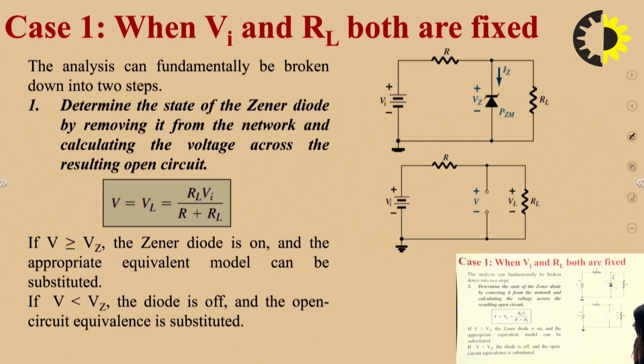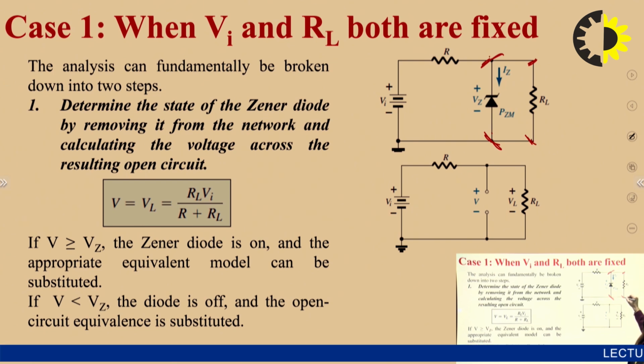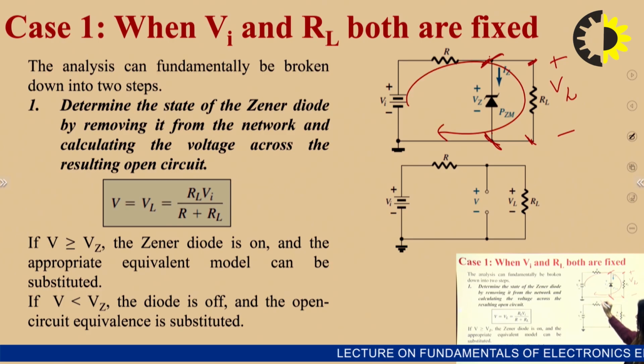For getting the state of the Zener diode, we will calculate the voltage across this diode. If we apply the voltage divider rule, we will find that the voltage between these two terminals is equal to the voltage across these two terminals. If I say this voltage is VL and this is Vi, I want to calculate by applying KVL.